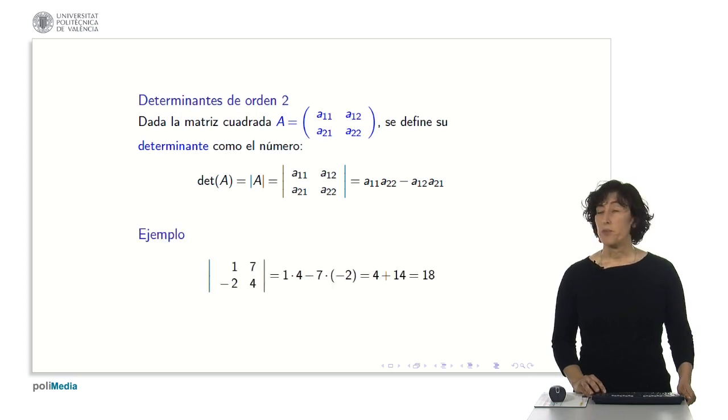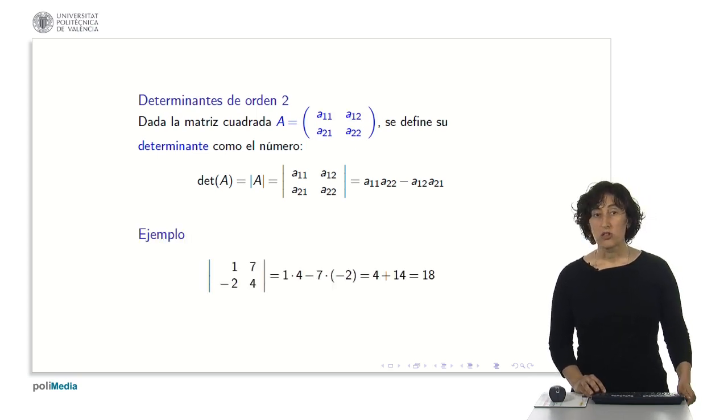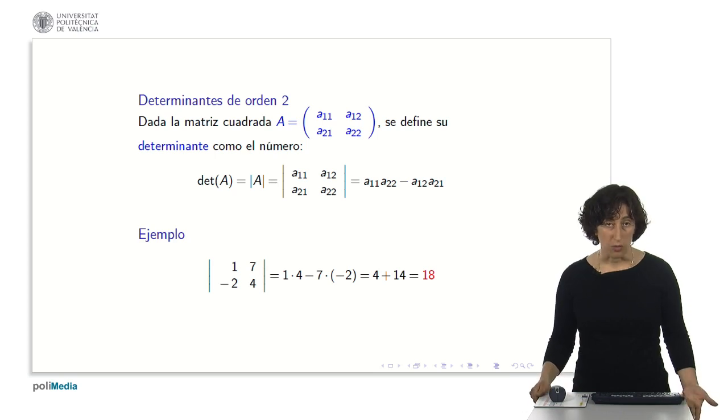That gives us a number, which is what we call the determinant. For example, for the matrix 1, 7, minus 2, 4, if I multiply 1 times 4 and I subtract the product of 7 times minus 2, I get that the result is 18, as you can see, a number.